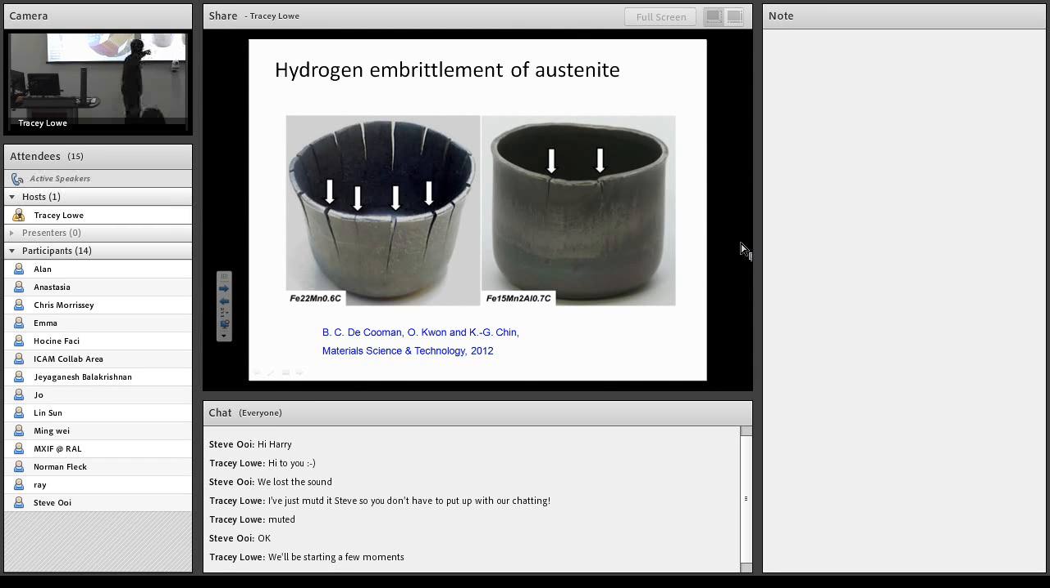After a while, they started to undergo what's called static fracture. This is fully austenitic. And you can see these cups which were drawn, they started to break up. And so this is 22 manganese, 0.6 carbon, and this also has an aluminium addition to it. And the problem was dramatically reduced. So why is that?